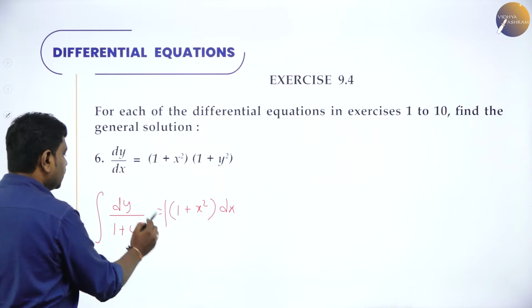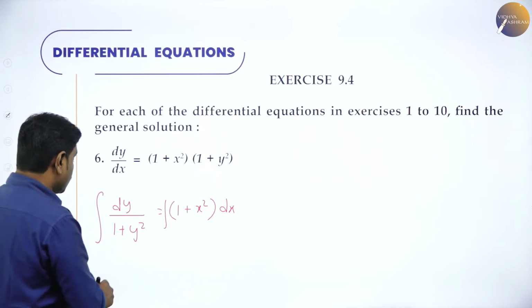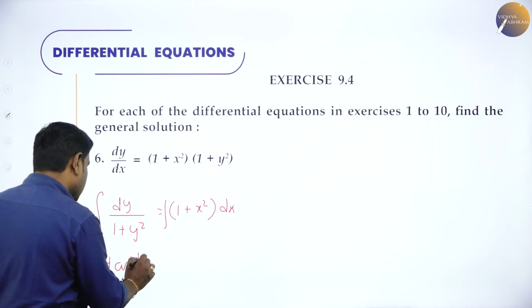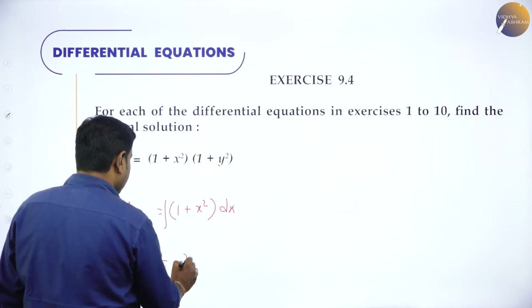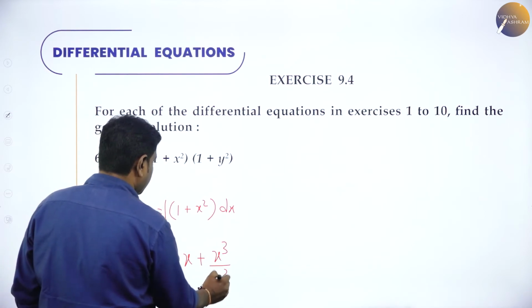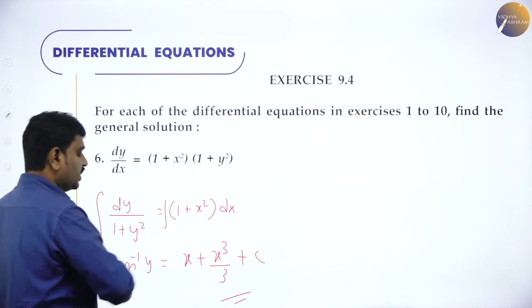Now directly integrate. So it is in the form of integration of 1 by a square plus x square. It will become tan inverse x by a, tan inverse y. This is integration of 1 is x, integration of x square is x cube by 3 plus c. That's it. Simple and direct.